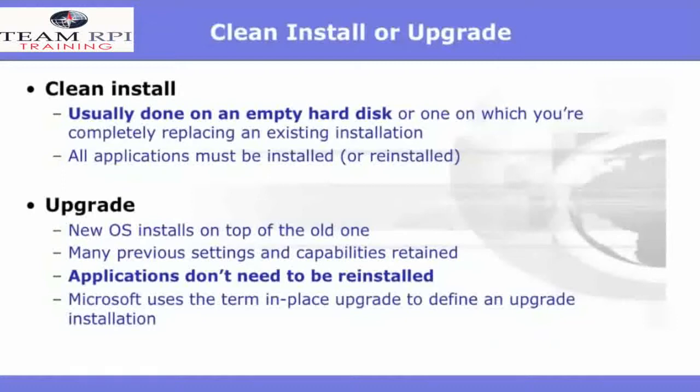Next, you'll need to decide whether you're going to do a clean install or an upgrade. A clean install is usually done on an empty hard disk or one that you've reformatted to be clean. An upgrade is when you're going to install a new operating system on top of the old one. This is often the preferred method because applications won't need to also be reinstalled.